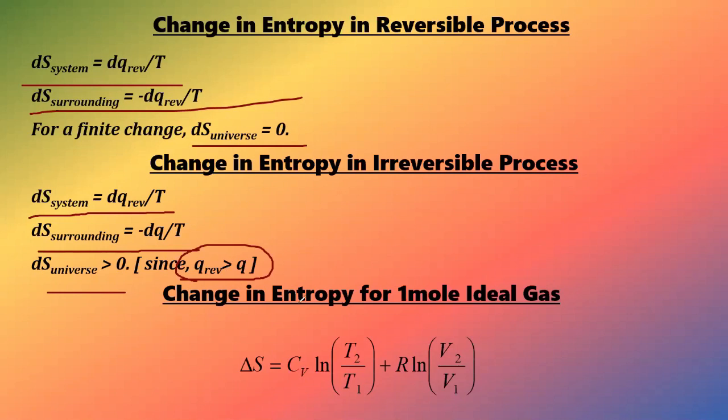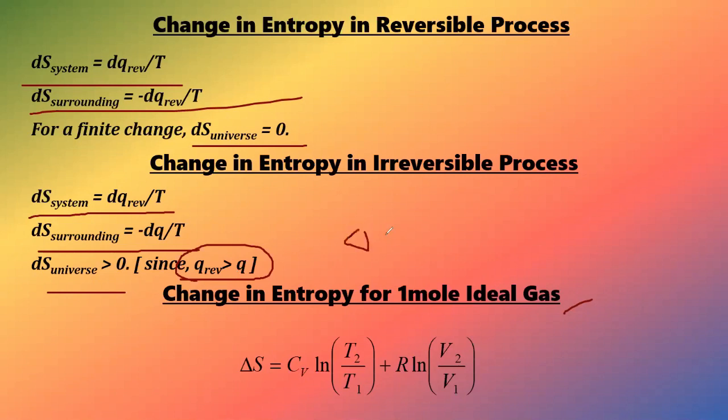Now next comes the change in entropy for 1 mole of an ideal gas. See here, we can write delta S is equal to Cv ln T2 by T1 plus R ln V2 by V1. Now what is this and what does it imply? It implies that delta S is equal to Cv dT plus R dV.